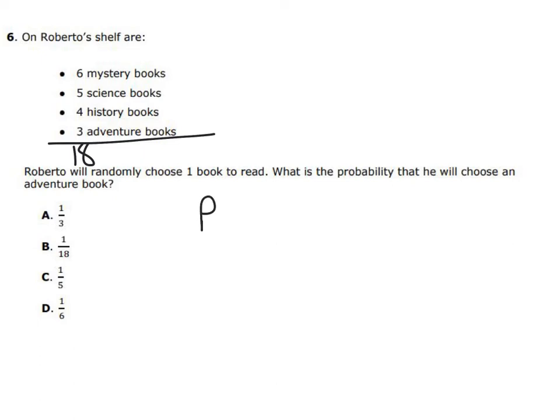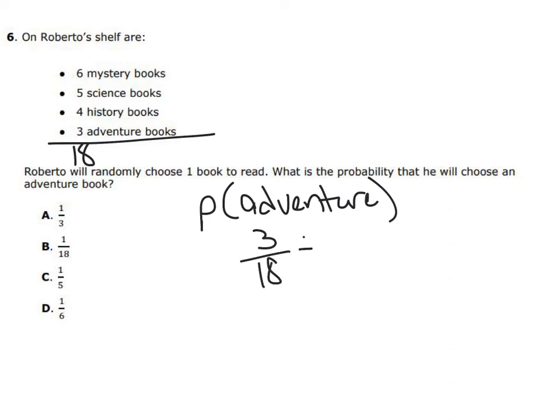So we're trying to look for the probability of adventure. Okay, so in this case, adventure book is 3 out of 18. And that's the probability. All we have to do is simplify it by dividing by 3. So that's going to be 1 out of 6. So my answer is letter D. Stop the video so you could write down your explanation for getting this one incorrect.